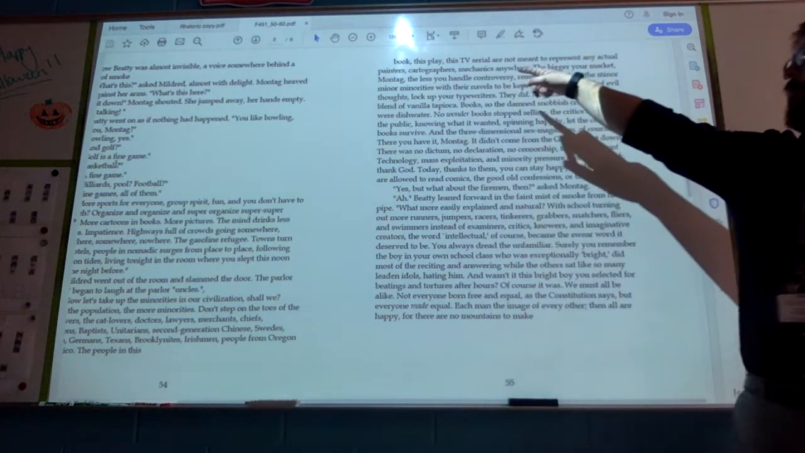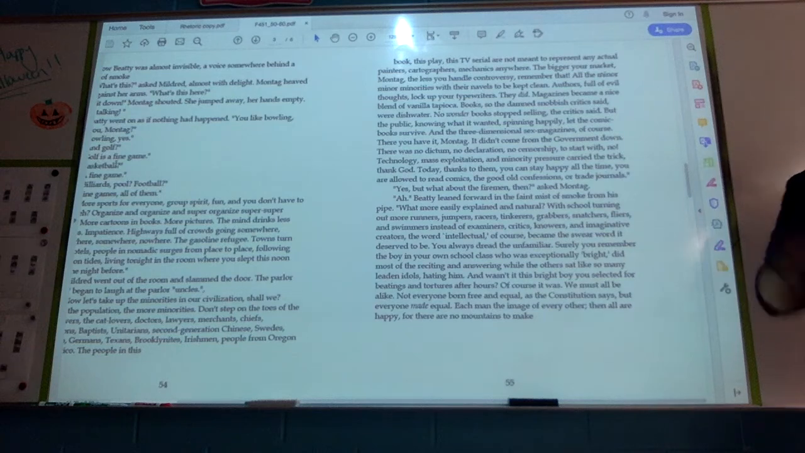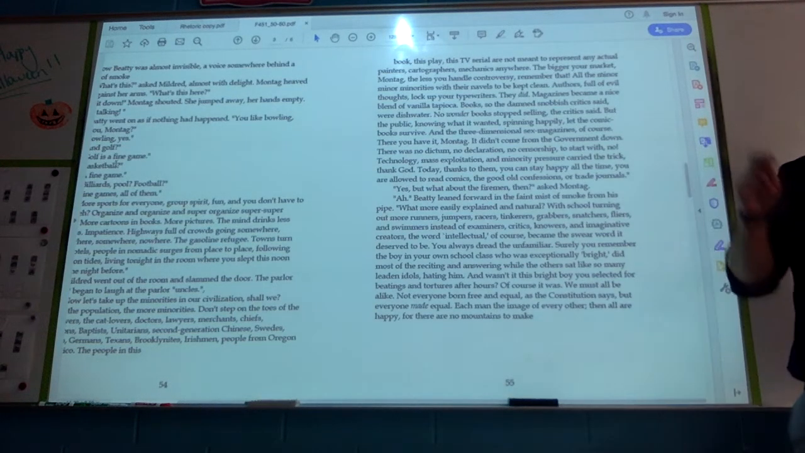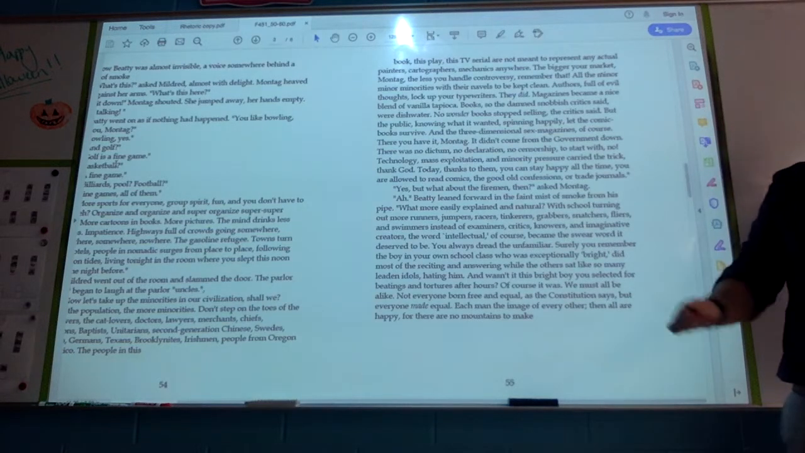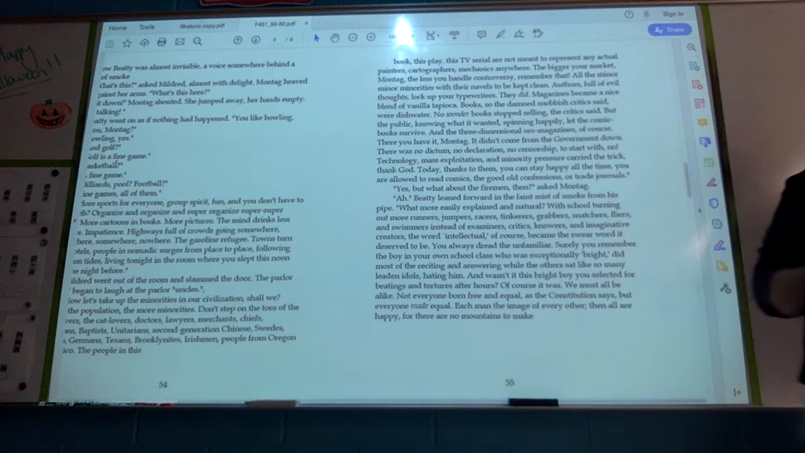The people in this book, this play, this TV serial are not meant to represent any actual painters, cartographers, mechanics, anywhere. The bigger your market, Montag, the less you handle controversy. Remember that. All the minorities with their navels to be kept clean.